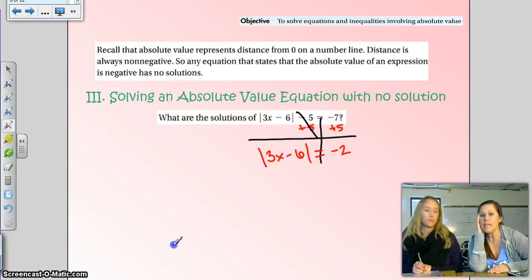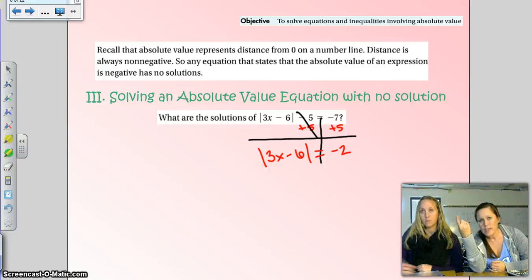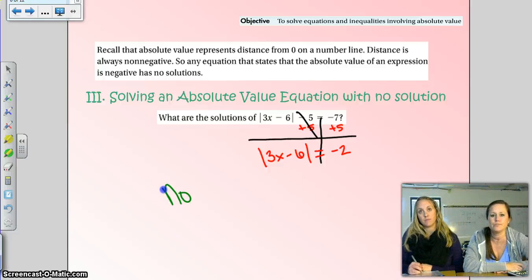You can't have a negative absolute. Absolute value is always positive, not negative. So guess what? It's no solution. There you go.